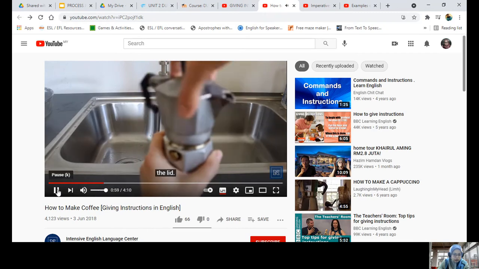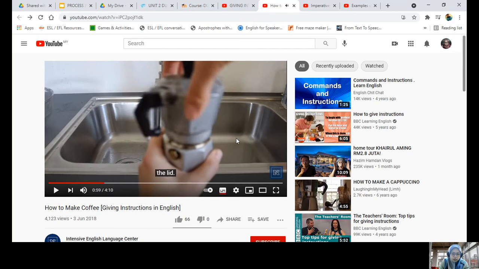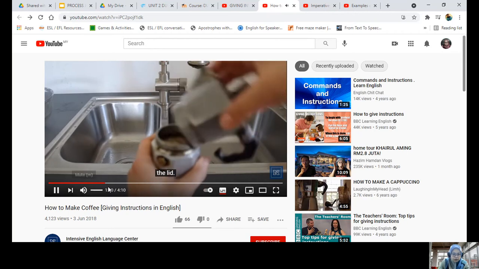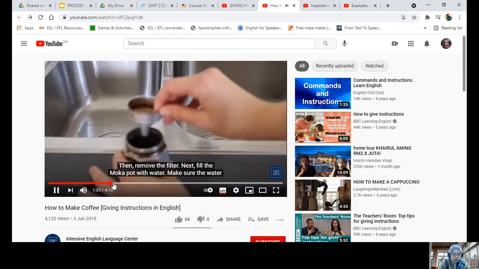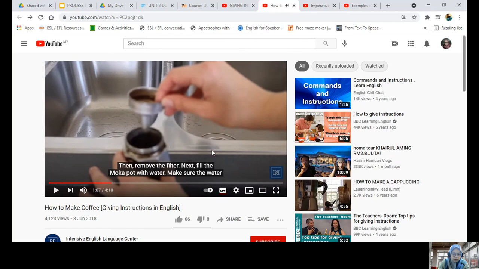Twist off the lid. So when you describe the process, it will be like the lid is twisted off. Okay, the lid is twisted off. Remove the filter. Okay, the first person dia akan remove the filter, and then the second person dia akan explain the filter is removed. Alright, so cuma dua orang je. Okay, boleh in a group.